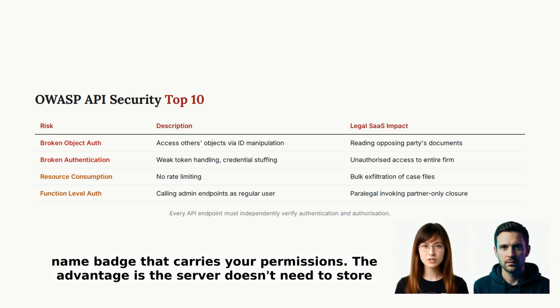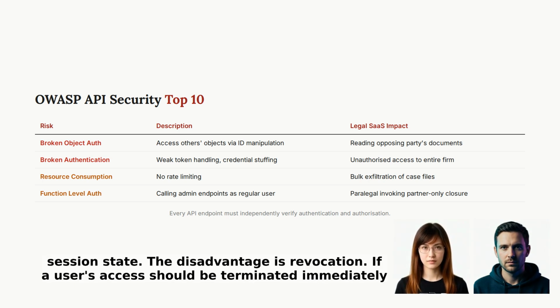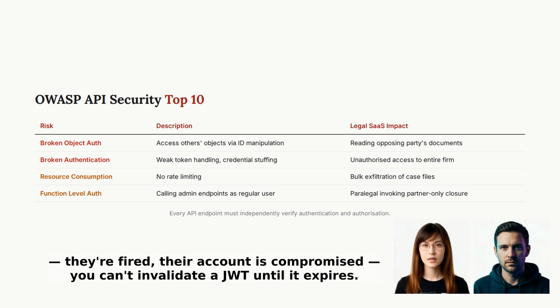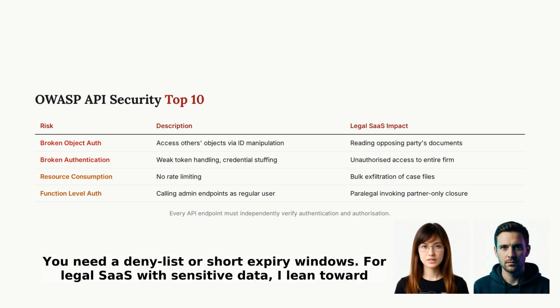The advantage is the server doesn't need to store session state. The disadvantage is revocation. If a user's access should be terminated immediately, they're fired, their account is compromised, you can't invalidate a JWT until it expires. You need a deny list or short expiry windows.